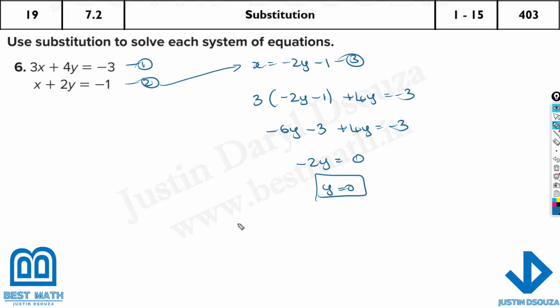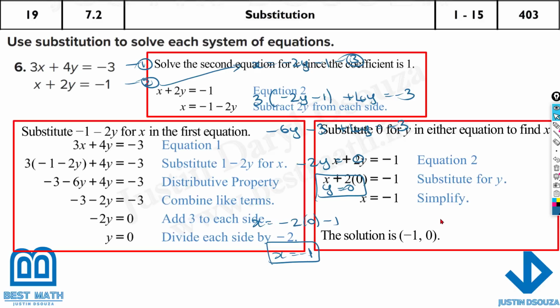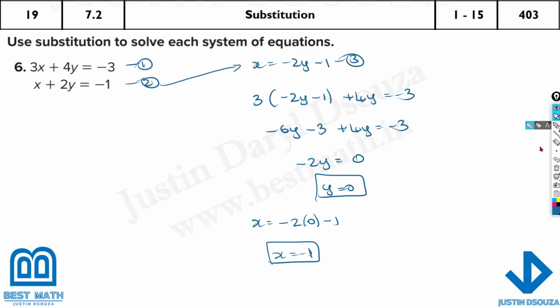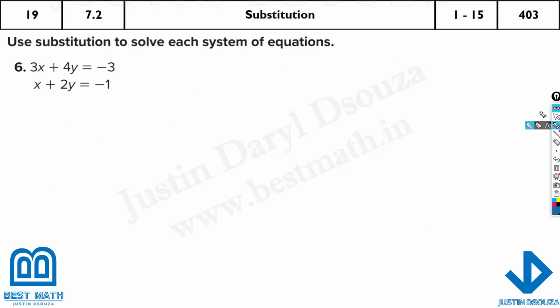If y is 0, then what is x? Minus 2 times 0 minus 1, x is equal to minus 1. So this is the answer. It will be minus 1 comma 0 here. That's the solution. But how about I do it in the normal form, the slope intercept form?